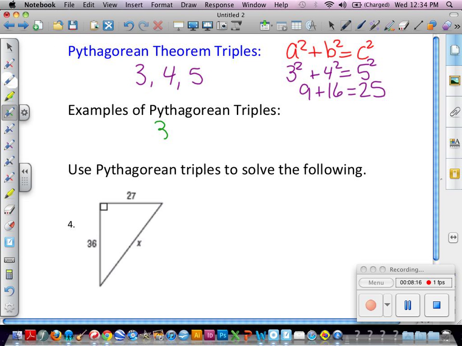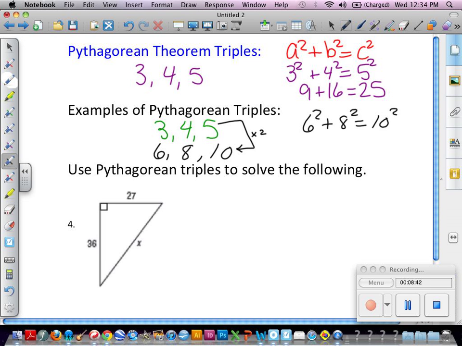So then I use my Pythagorean theorem triple to come up with more triangles. My favorite one was 3, 4, 5. So now I can come up with another one. I'm going to write 6, 8, and 10. How did I get from my first one to my second one? I multiplied by 2, haven't I? And if you'd like to check that out, 6 squared, 8 squared, 10 squared, it does work. 36 and 64 does equal 100.